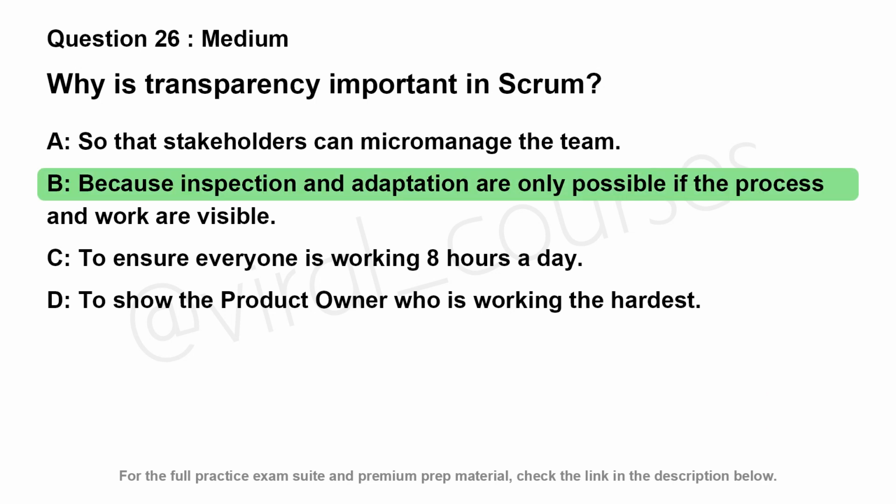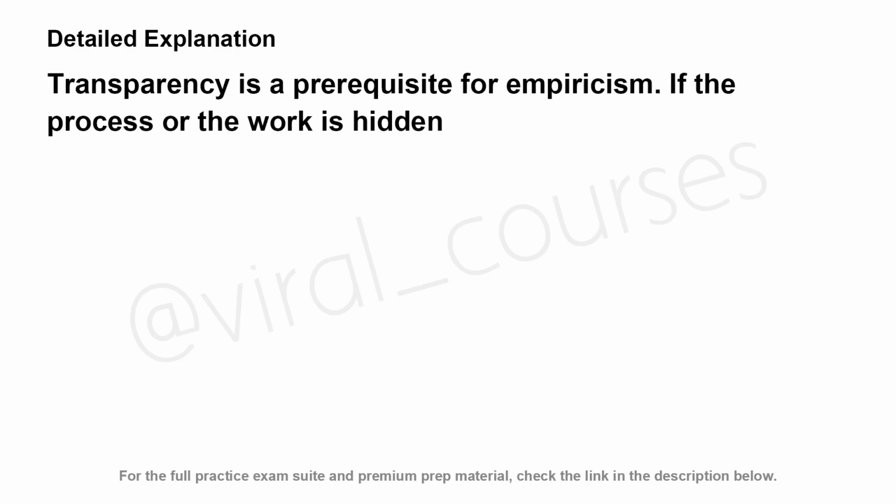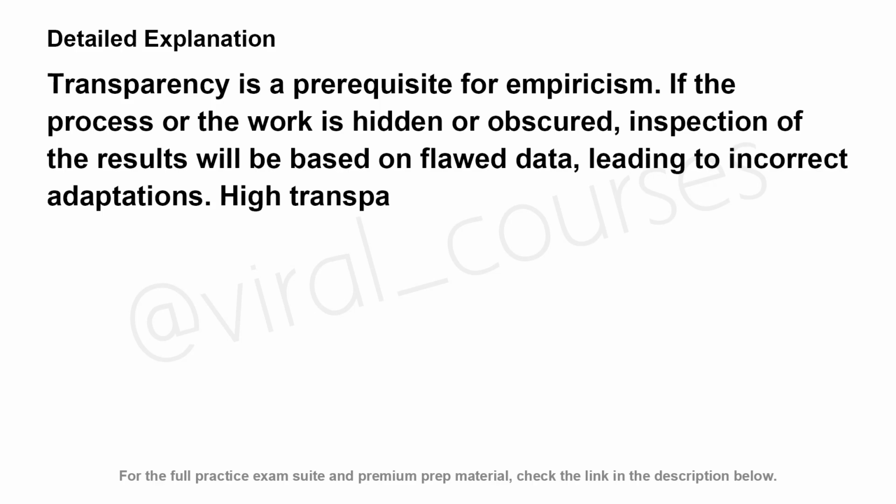The correct answer is B. Transparency is a prerequisite for empiricism. If the process or the work is hidden or obscured, inspection of the results will be based on flawed data, leading to incorrect adaptations. High transparency reduces waste and risk.